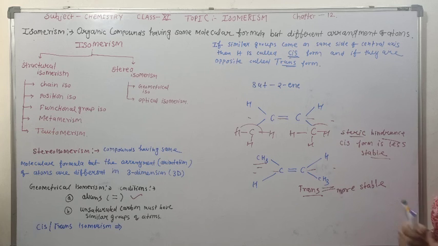So this is an important point. In geometrical isomerism we have discussed cis and trans isomerism. If similar groups are on the same side of the central axis, it is called cis form. If they are on different, opposite sides, it is called trans form. Trans form is more stable because of less steric hindrance.